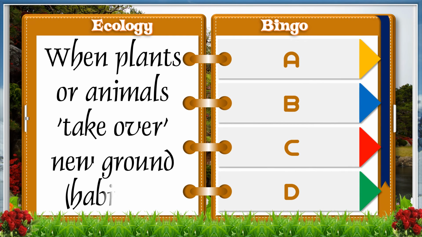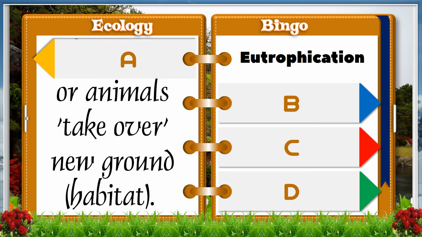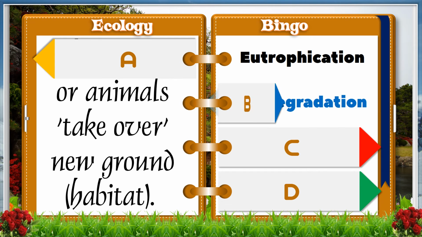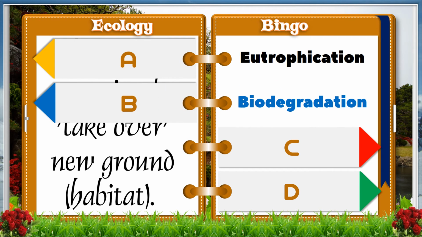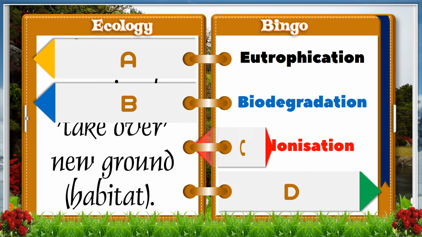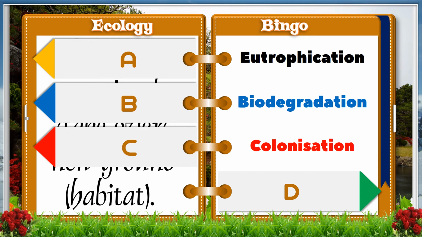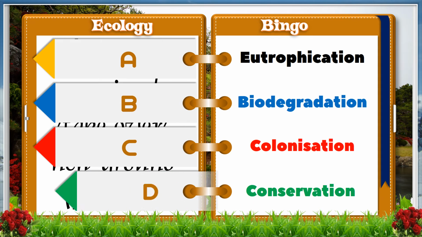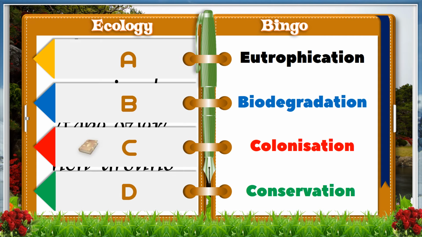When plants or animals take over new ground or habitat. A. Eutrophication. B. Biodegradation. C. Colonization. D. Conservation. The answer is C. Colonization.